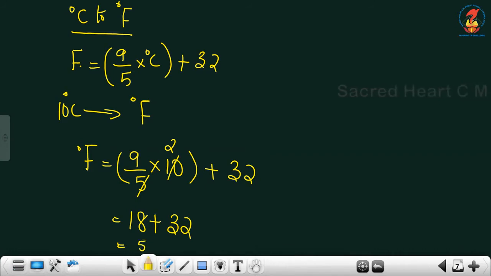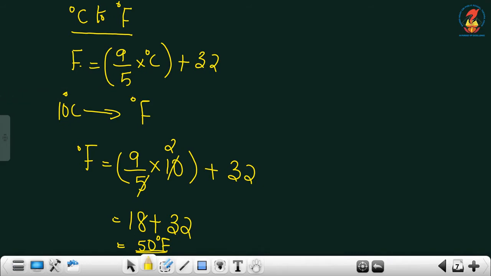18 plus 32, what's the answer? 50 degrees Fahrenheit. That's the answer. Okay. So, how will you convert Celsius to Fahrenheit? The equation is 9 by 5 into degree Celsius plus 32.